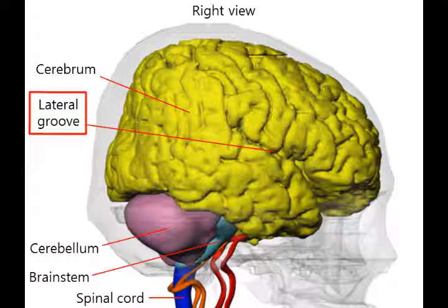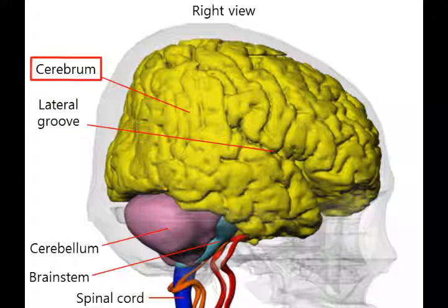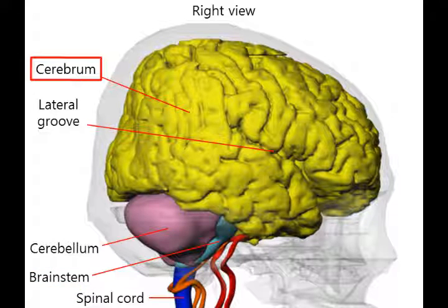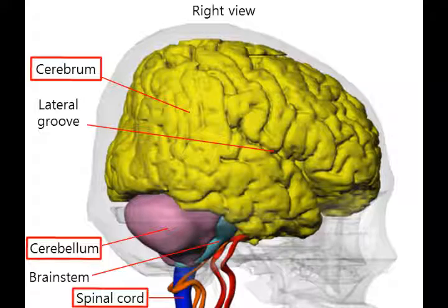Of all the brain parts, the cerebrum is the biggest, and the brainstem is the smallest. The brainstem connects the cerebrum, cerebellum, and spinal cord.